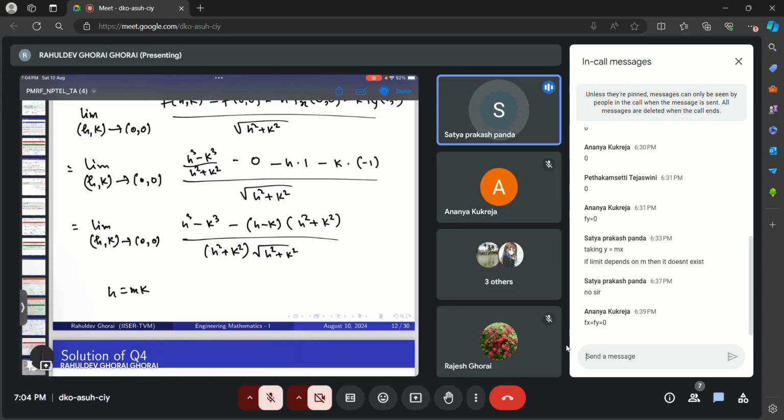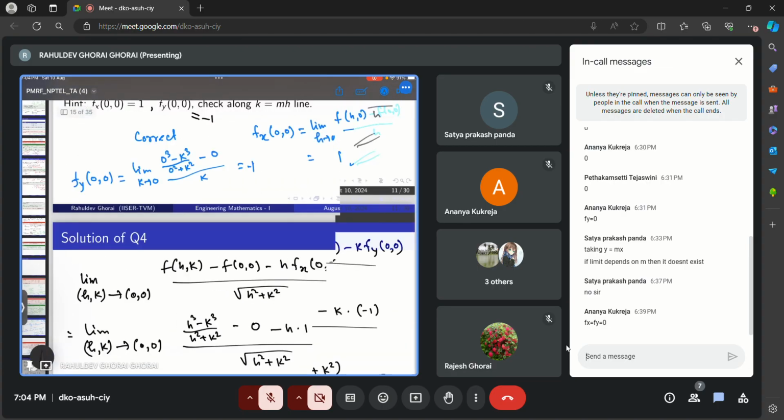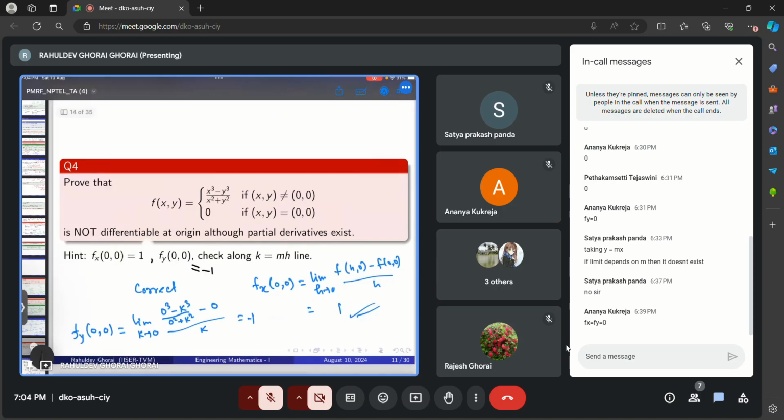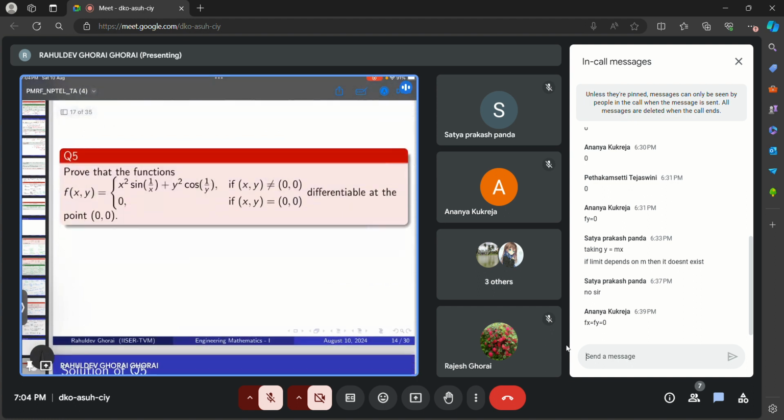Sir, the limit depends on m. Exactly, so if it's equal to mk, then the limit depends on m. Mainly the limit depends on m, and that implies the limit does not exist. So we had to prove that this limit is equal to 0 for differentiability, but the limit you are getting does not exist, so the function is not differentiable, right? Yeah, so that's what I wanted to share here.